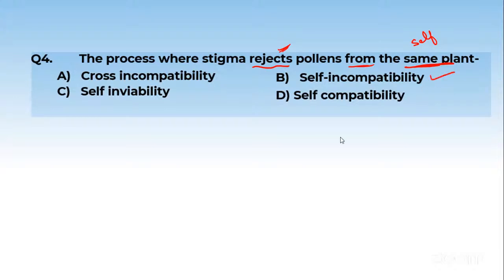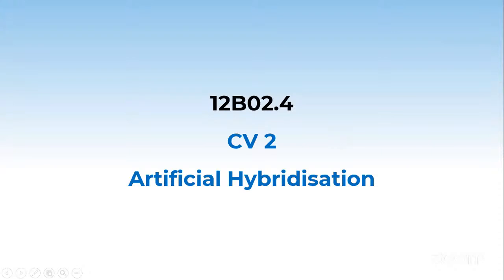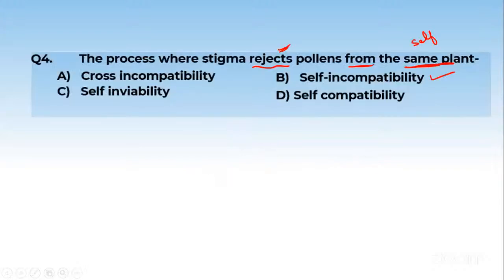Okay, fine. In today's class, we are going to learn about artificial hybridization. What do you mean by artificial hybridization? No, Janvi Haveri. The correct answer for this is self incompatibility.